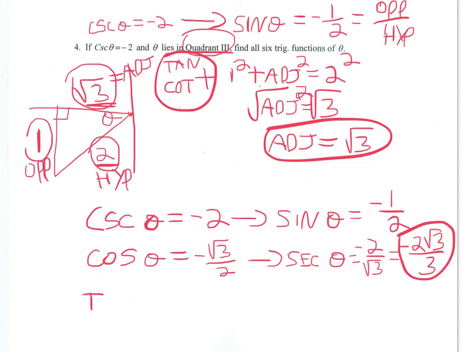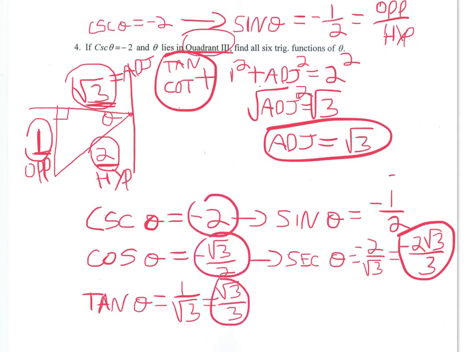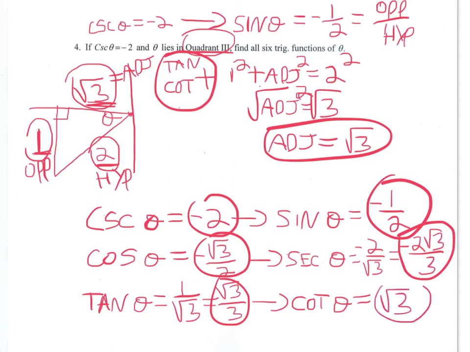And then if I do tangent of theta, now this and cotangent are the only ones going to be positive. This is opposite over adjacent, so it's 1 over root 3. If you rationalize it, it's root 3 over 3. So we just circle these as we go. And then cotangent, we just flip it. So this was originally 1 over root 3. I move that to the top. It just becomes the square root of 3, or the square root of 3 over 1.